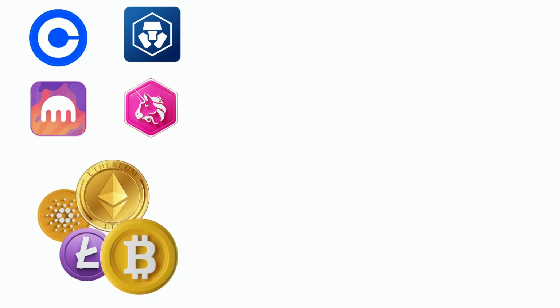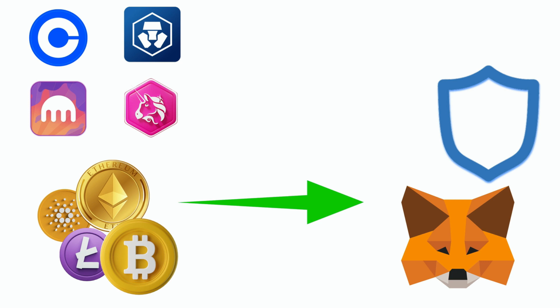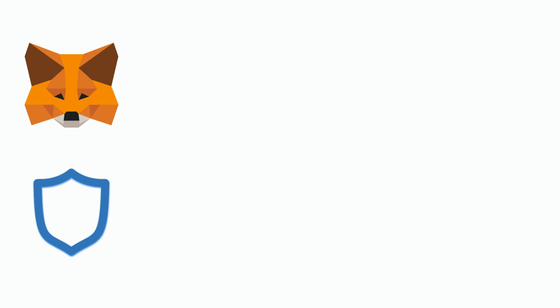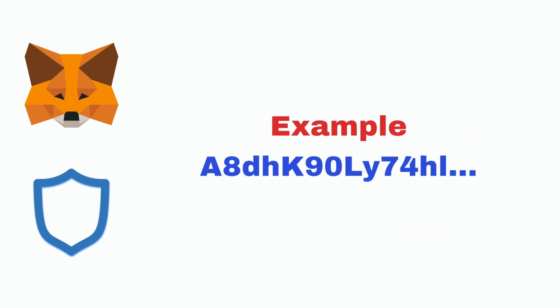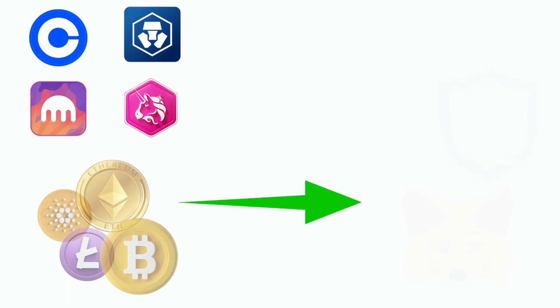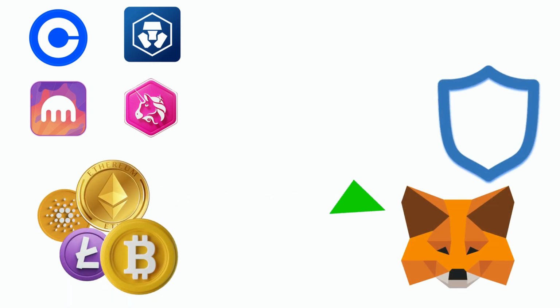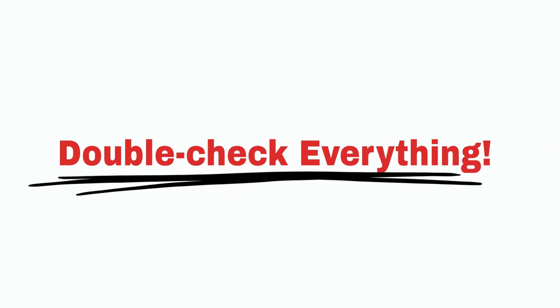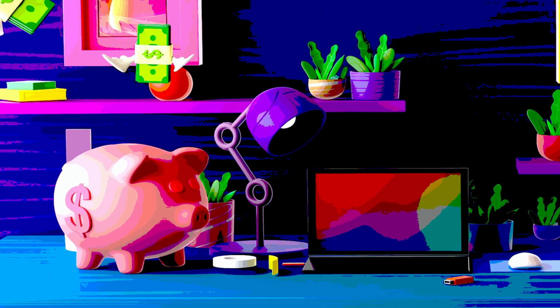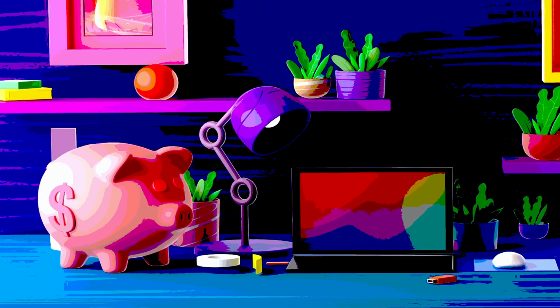Withdraw from the exchange. Back in the exchange, there's an option to withdraw your cryptocurrency. Use this to send your digital money from the exchange to your crypto wallet. Wallet address. The wallet will give you a unique address, kind of like your digital home address. This is where you'll send your cryptocurrency from the exchange. Confirm the transfer. Double-check everything and confirm the transfer. It's like putting your digital money in your digital piggy bank.